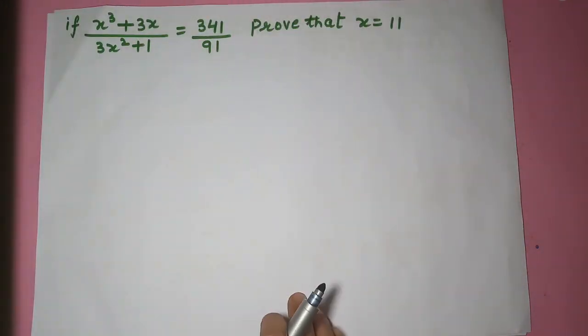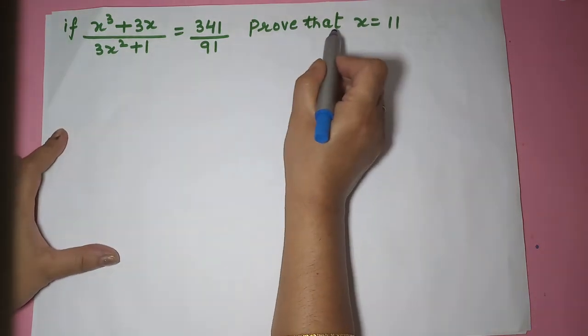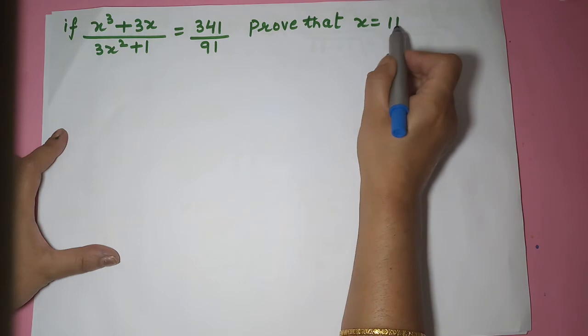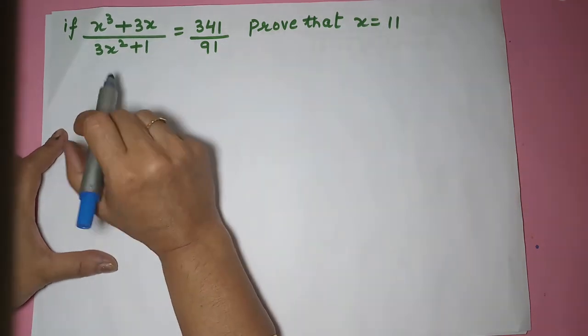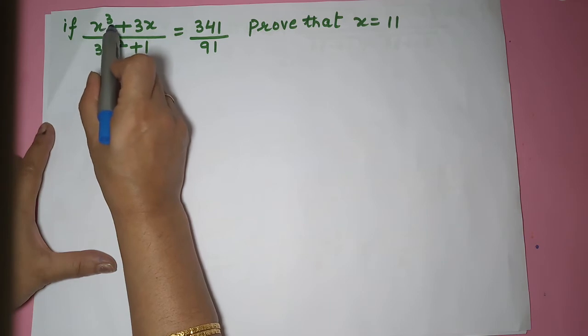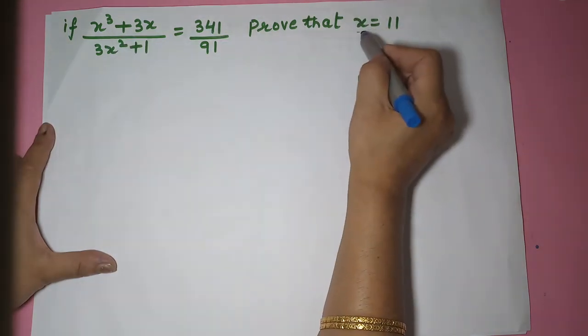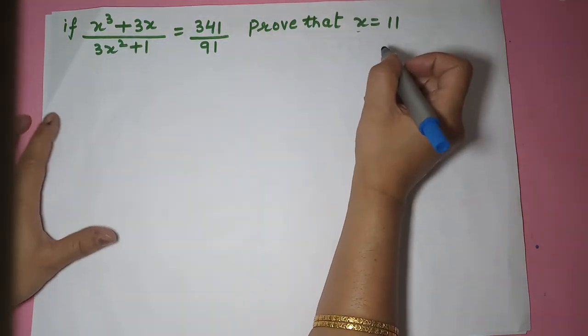So one more question. Here again, I have to make use of the properties and then prove that x equal to 11. Now you see, normally you have here x cube. You don't know how to solve a cubic equation. So you can apply componendo and dividendo and solve, get the value of x. Right? That's the power of the componendo and dividendo.